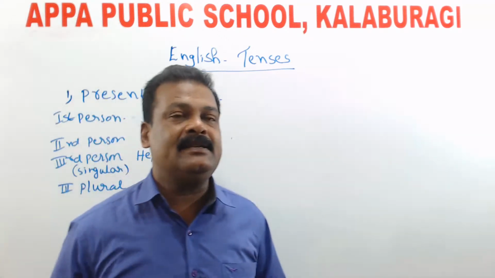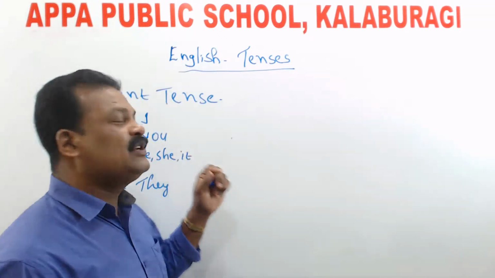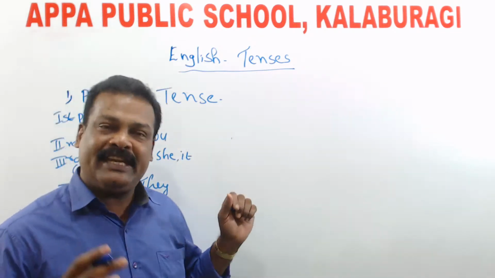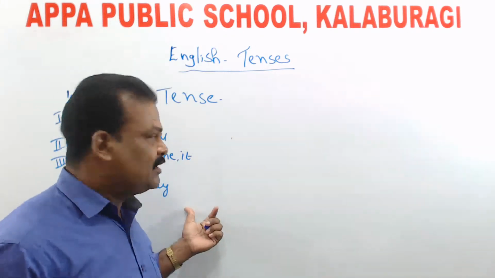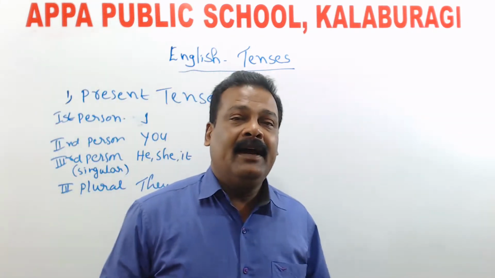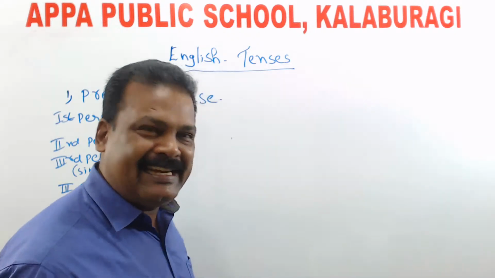So when you write a tense, always first person will remain I, second person you, we, third person he, she, it, and third person plural they. You understood this much? Now, tense will have subject plus verb plus object. I told you. Object, anything we can write.